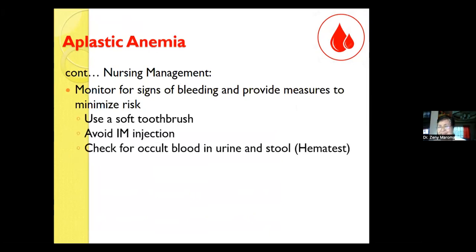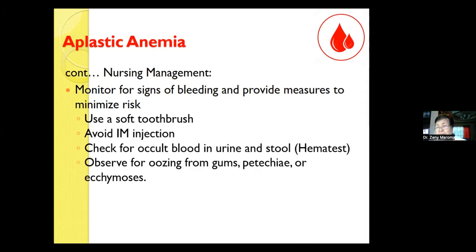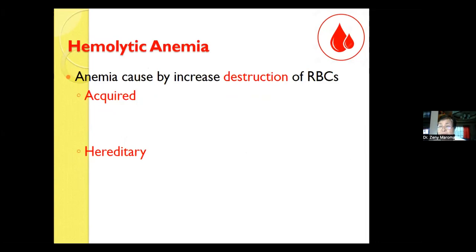Monitor for signs of bleeding. Ayan. Use a soft toothbrush, avoid IM injection, check the urine and the stool for signs of bleeding. So check kung may oozing gums ba siya, petechiae, rashes, and ecchymosis. Ibig sabihin, we have to observe the patient for bleeding, monitor for possible infection, monitor the temperature. Okay. Anong pinaka-importante? Watch out for infection. Patient placed on reverse isolation. Next.